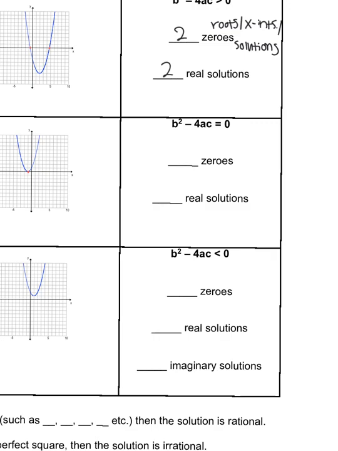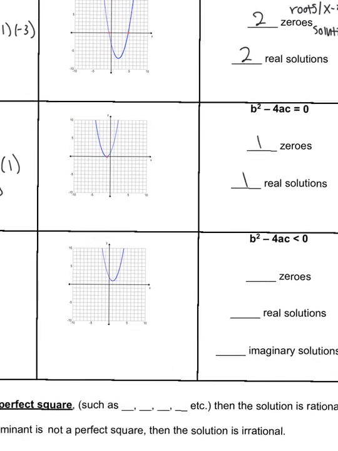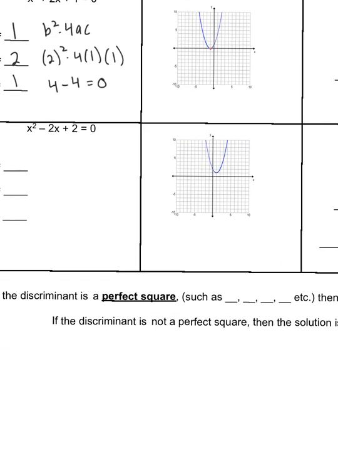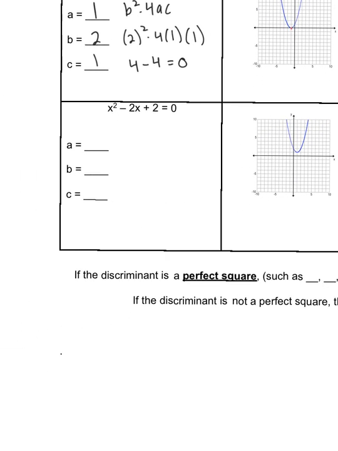So how many zeros do we have? Well, looking at our graph, I have 1 of them, and that 1 that I have is a real solution. So whenever your discriminant is 0, you get 1 zero. Remember, that's the same thing as x-intercept, solutions, roots, and our solution that we get is real. Okay, the last one, my A value is 1, B is negative 2, and C is 2.